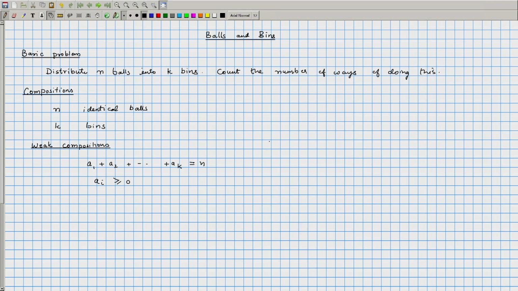And if we are talking about compositions, what we mean is we still want k positive integers such that they add up to n, and further each ai is greater than 0, or greater than or equal to 1. Every bin should be non-empty, there should not be any empty bin, and we need to look at the number of ways of counting this. Okay. So, let us first look at the problem of weak compositions.